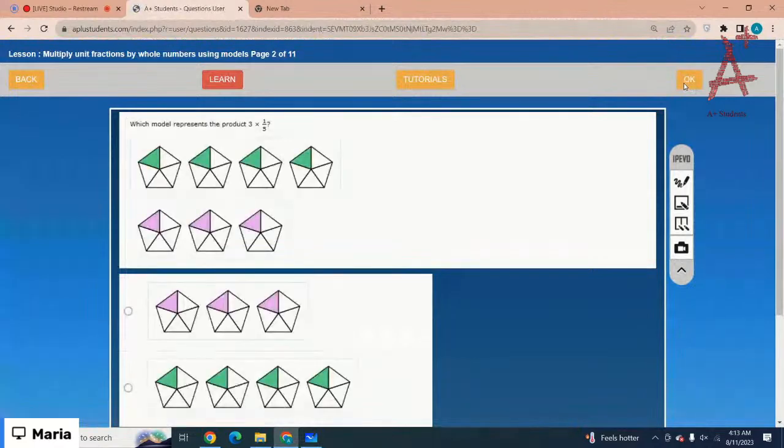The next one is which model represents the product 3 times 1 over 5. So 1 over 5 means the model must have 5 portions and only one is colored, right? And 3 times 1 by 5 means you have 3 models like this, right? So you can see here 1, 2, 3, 4, 5. So option number 1 is the correct option. You can see we have 3 models and all of them have 5 portions, just one is colored, so it represents 3 times 1 over 5.